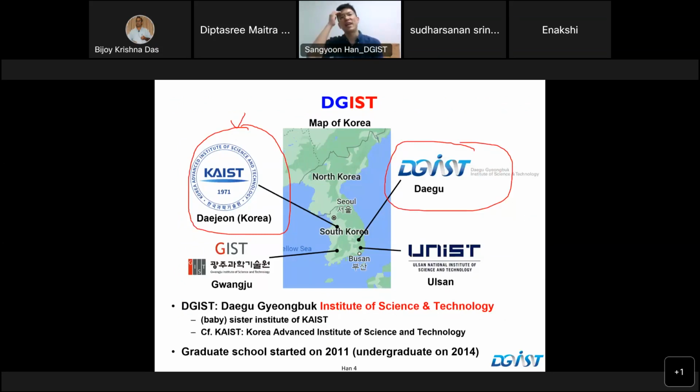It's similar to the IIT system. I know that IIT has several campuses around India. In Korea, we have a similar system, which we call IST: KAIST, DGIST, UNIST, GIST. So there are a total of 4 of them. DGIST was started 10 years ago, so it's a relatively new institution.